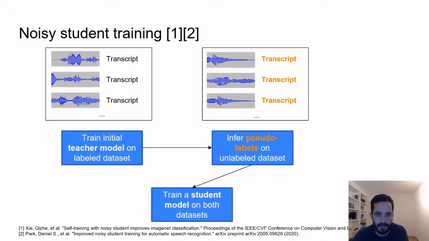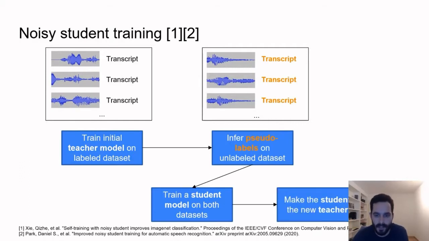In the next step, we will train a new model called the student model on both supervised and unsupervised datasets. After this, we will make the student a new teacher and repeat this whole process. This means that again we use the teacher to predict labels for the large unsupervised dataset and then train a new student, and so on.